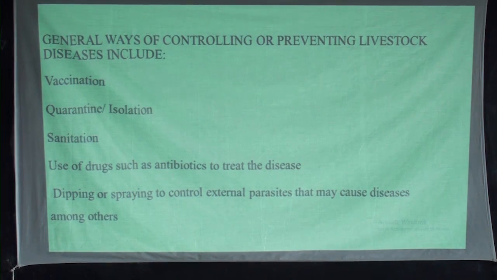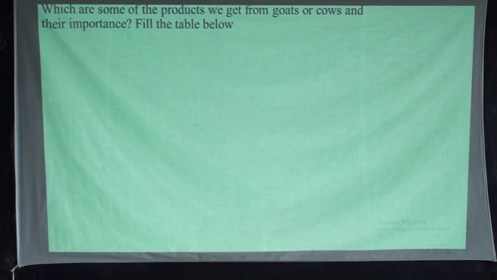Then use of drugs such as antibiotics to treat diseases. This is very important. And then we talked of dipping or spraying to control external parasites that may cause diseases. So you dip your animals or spray with insecticides to kill the parasites. So this becomes very clear, and then it brings us to the end of our lesson.